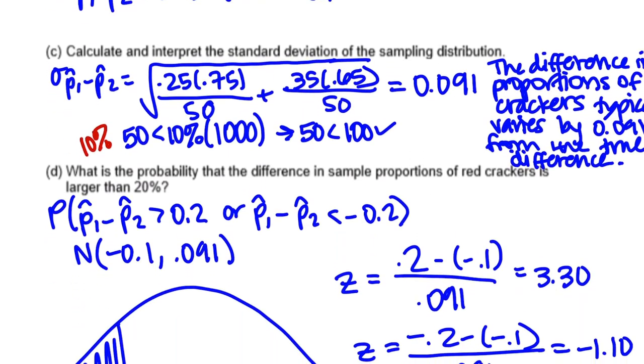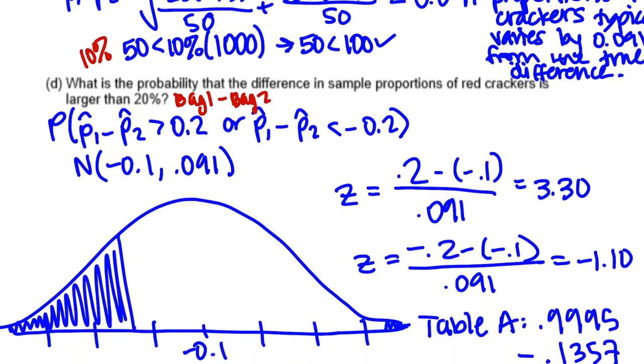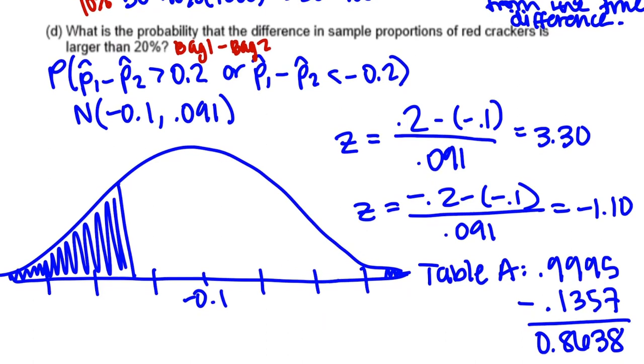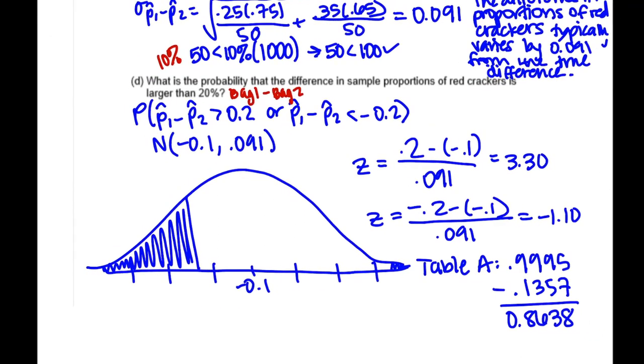And then letter D, that the difference in proportions is larger than 20. It didn't specify bag 1 minus bag 2. So I just did either one being bigger by 20%. Doesn't make the answer that different. If you don't, you'll still get 0.863 something. So no big deal if you didn't do that. I just was being extra thorough there to check difference of 20% in either direction.